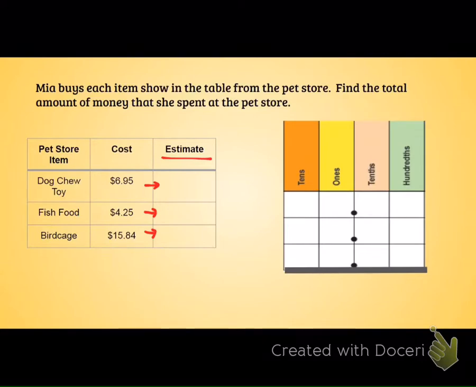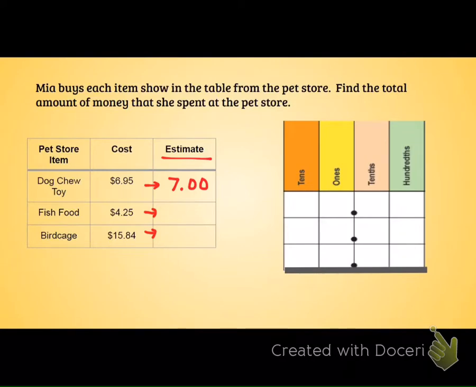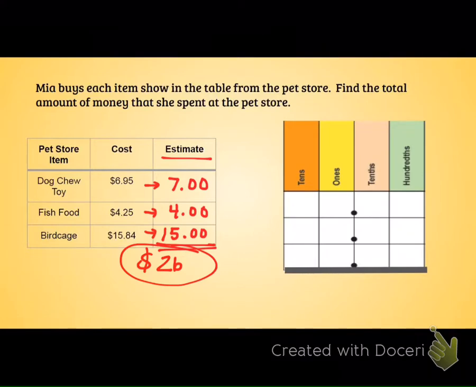So $6.95, that is about $7, isn't it? $4.25, that's about $4. And $15.84, that's about $15 if we are going to estimate that. So to get a total amount here, if we add all this up, we have $26 approximately. So that is our estimate, right? That is our estimate. Now let's find the exact number. How much did she exactly spend?